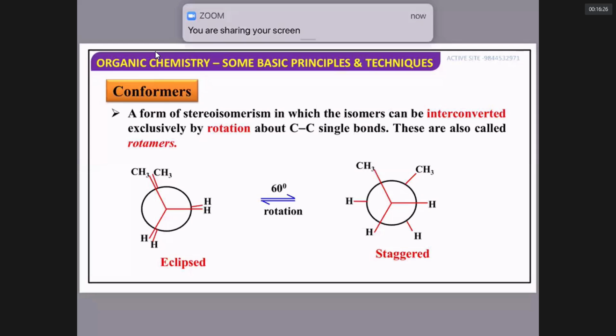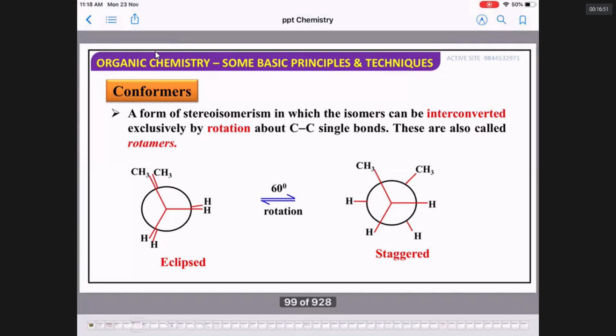Sir, did we talk about conformers? Yes, sir. A form of stereoisomers in which the isomers can be interconverted exclusively by rotating the C single bond C are called rotamers or conformers. This way of writing a rotamer or conformer is called Newman projection formula. In this, the center point in the red lines, the dot is first carbon, the second black circle is second carbon.